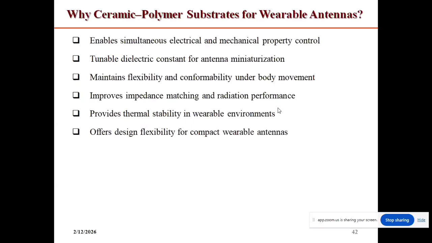Tunable dielectric constant allows antenna miniaturization, and the composite maintains flexibility and conformability under body movement. It improves impedance matching and radiation performance, provides thermal stability in wearable antennas, and offers design flexibility for compact wearable antennas. These are the reasons for choosing ceramic polymer composite for wearable antenna design.